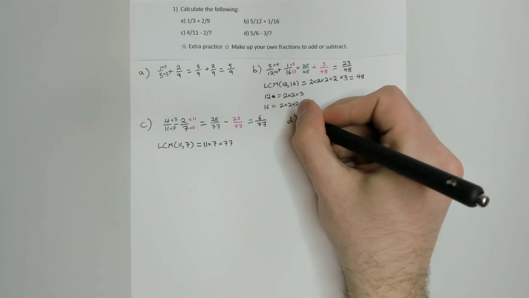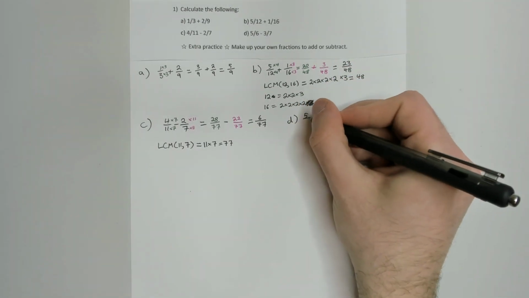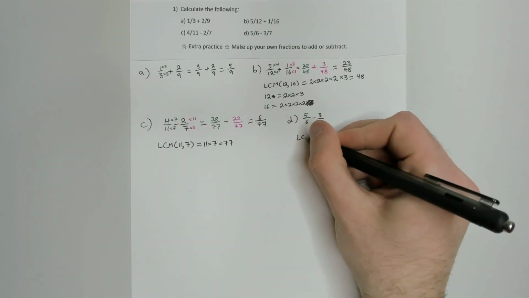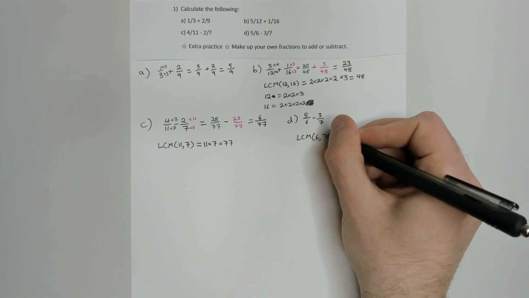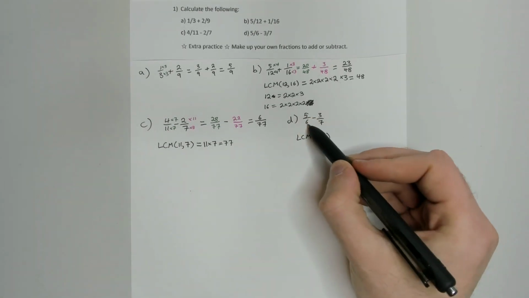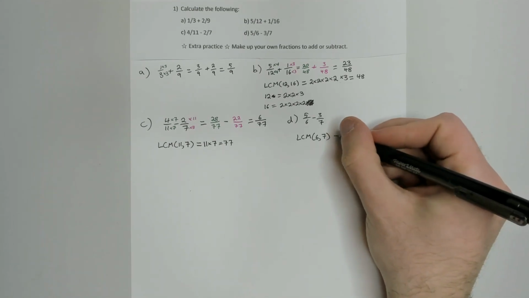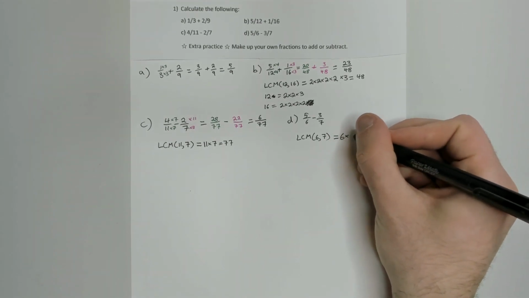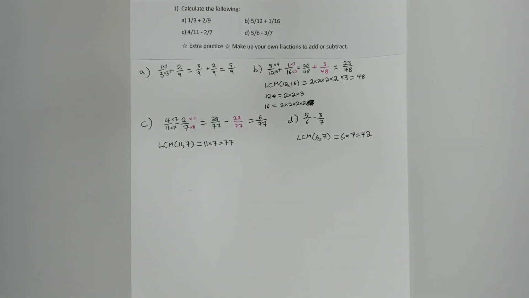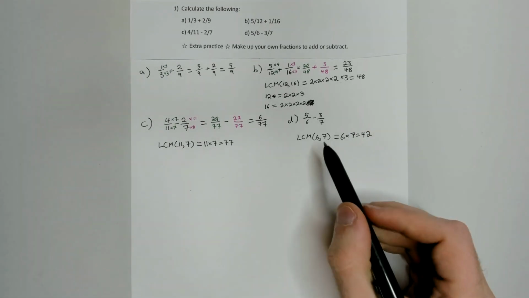Alright, and let's look at part D. We have 5/6 minus 3/7. Well, once again, the lowest common multiple is just going to be the product of these two because 6 and 7 are co-prime with each other. If you recall, two consecutive numbers are always co-prime, so we don't even have to worry about the prime factorization. We can just immediately go and say their lowest common multiple is going to be their product since they are co-prime.